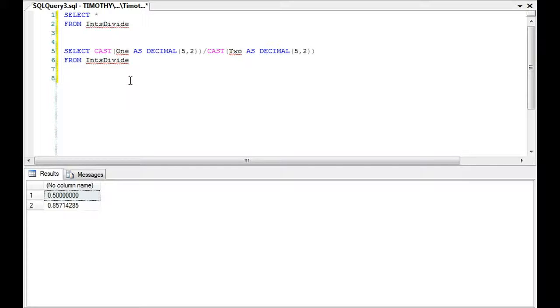If you get some ints and you need to do division, all you have to do is cast one as a decimal and you'll produce that value.